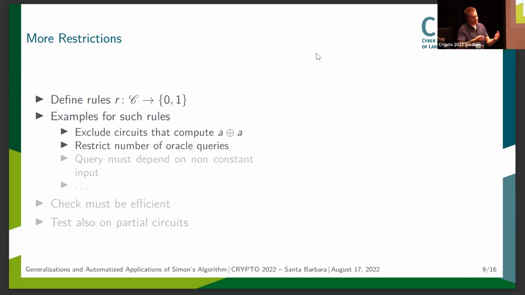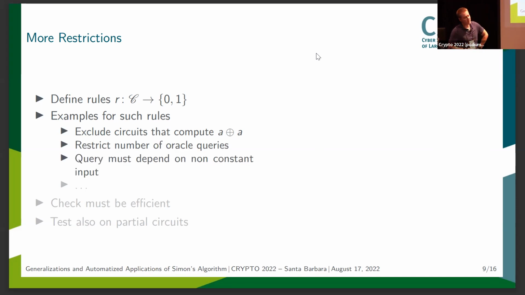And also, we could restrict the number of queries that are actually allowed. So we could say that the function we are looking for should only query the construction that we are trying to attack, like only once or only twice, something like this. And of course, we can then also say that the query to a construction should depend on a non-constant input. And to do so, this would just be like a reachability test on the underlying graph. And you could go on, essentially you can do whatever you want. It only has to be efficient.